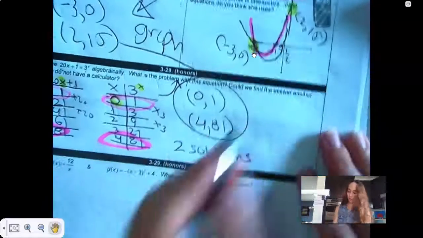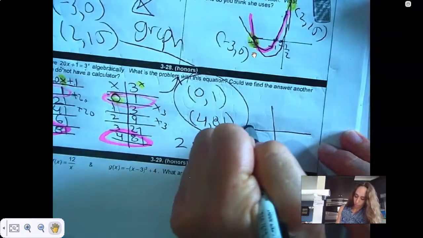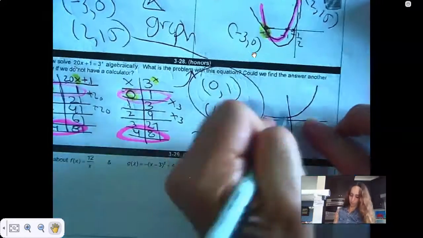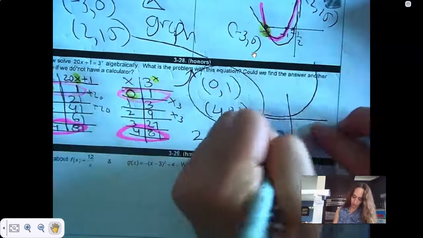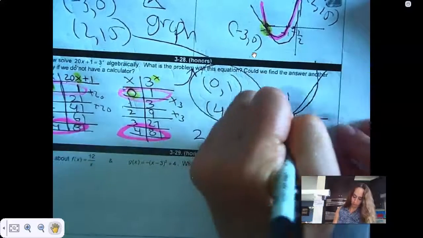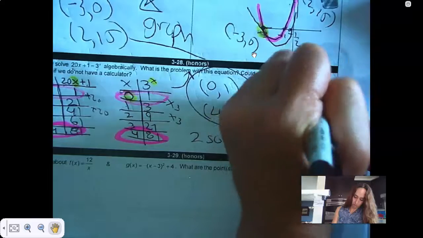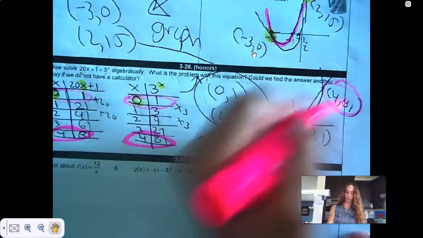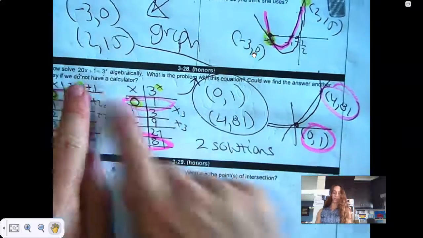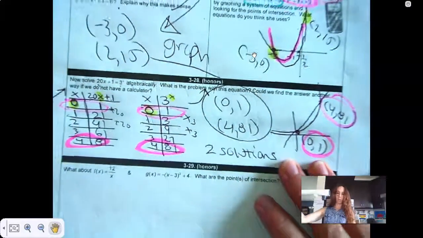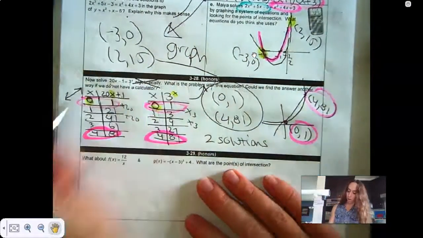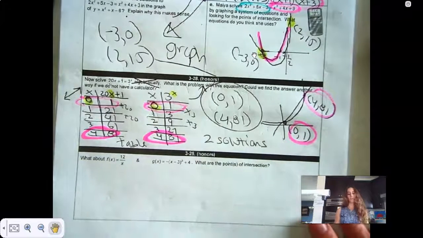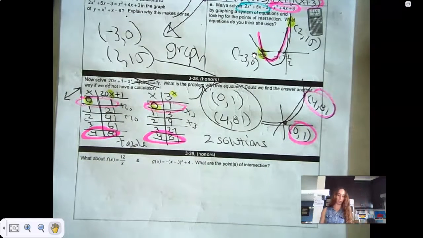So I know that if I have my graph, one of them was like this. That was the 3 to the x, exponential, and then there was the line. Let's see if I can make it look pretty fake. (0, 1), (4, 81). Those are the places where they cross. This, I couldn't solve algebraically. So they want you to solve it algebraically. I could not do that. I had to use a table, which means guess and check, or I could do it graphically. I could not solve that one using algebra.